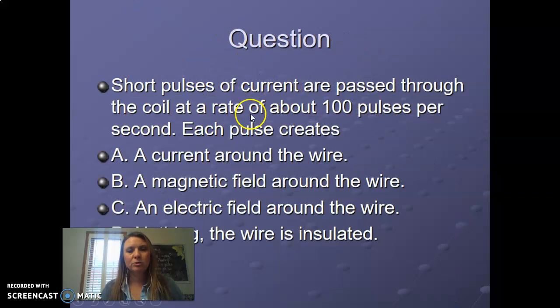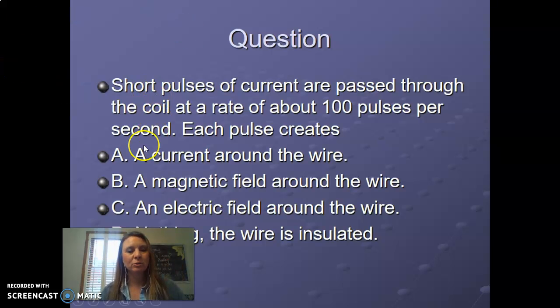So short pulses of current are passed through the coil at a rate of about 100 pulses per second. Each pulse, so once again, it's kind of like if you had your iron rod, you had your wire wrapped around, and you kept connecting it, disconnecting, pulse, pulse, pulse, pulse. That's what this is saying here. So it's like super fast.